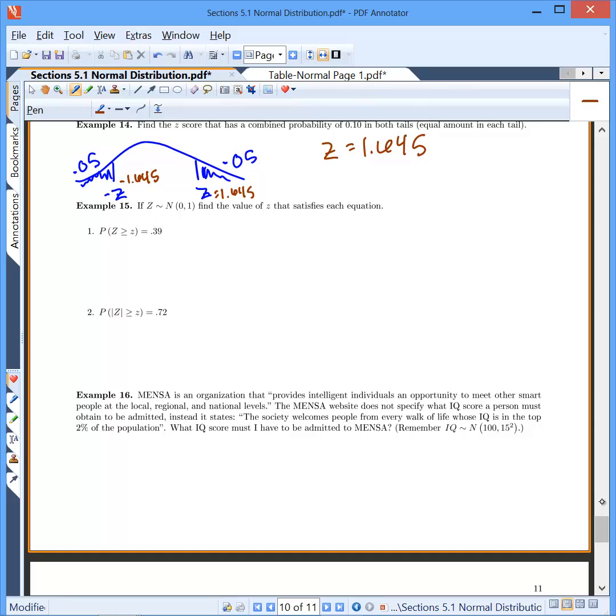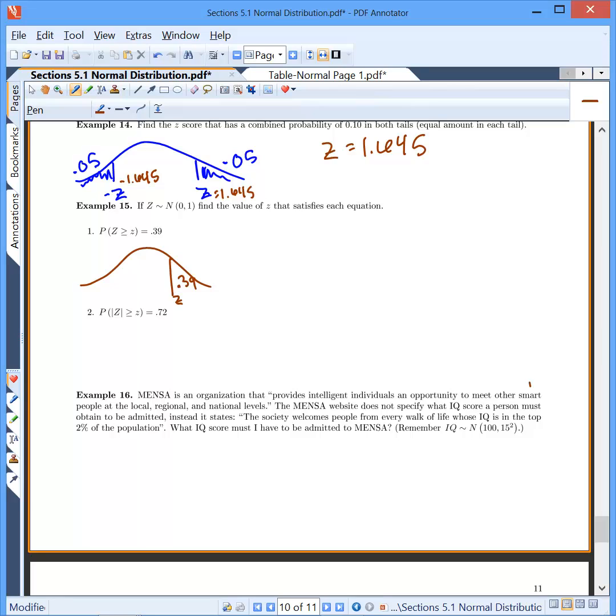Example 15, if z is normally distributed 0, 1, find the value of z that satisfies each equation. The first one is we're looking for the area for z greater than or equal to z, so that would be the right tail, and we want that area to be 0.39. And we're looking for the z-value that makes that happen.